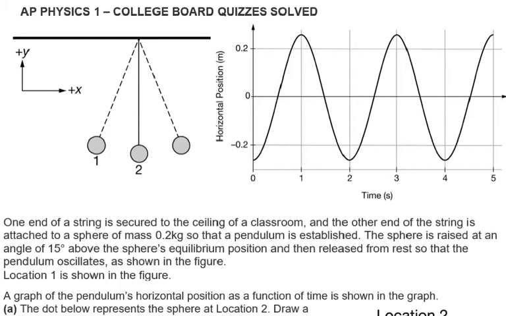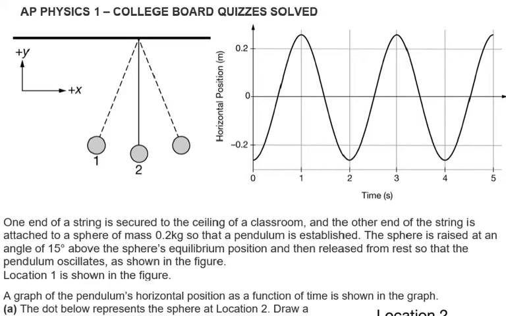This is a question from College Board, from the quizzes that they post for you to use to study. The problem says one end of a string is secured to the ceiling of a classroom and the other end of the string is attached to a sphere of mass 0.2 kilogram so that a pendulum is established. The sphere is raised at an angle of 15 degrees above the sphere's equilibrium position and then released from rest so that the pendulum oscillates.